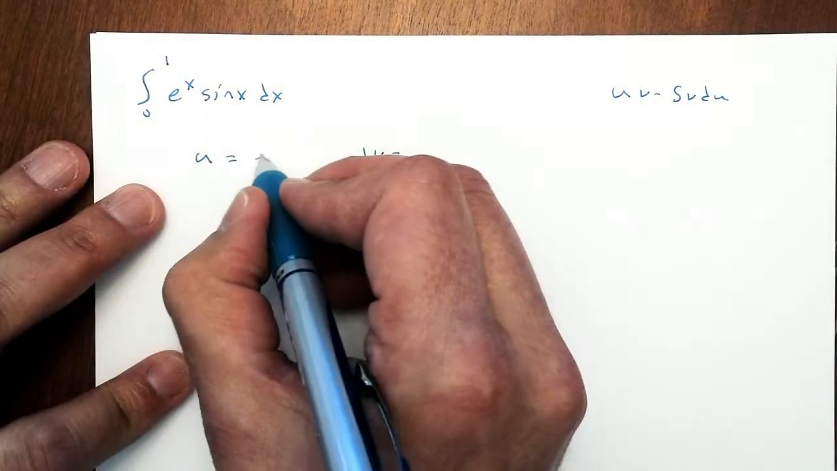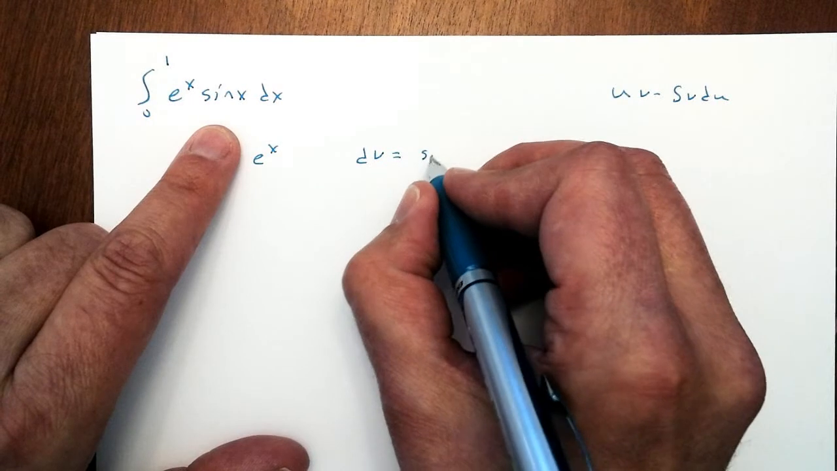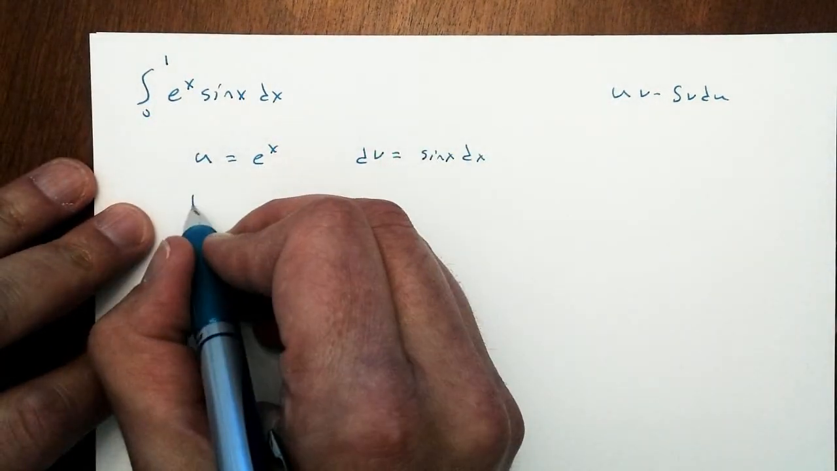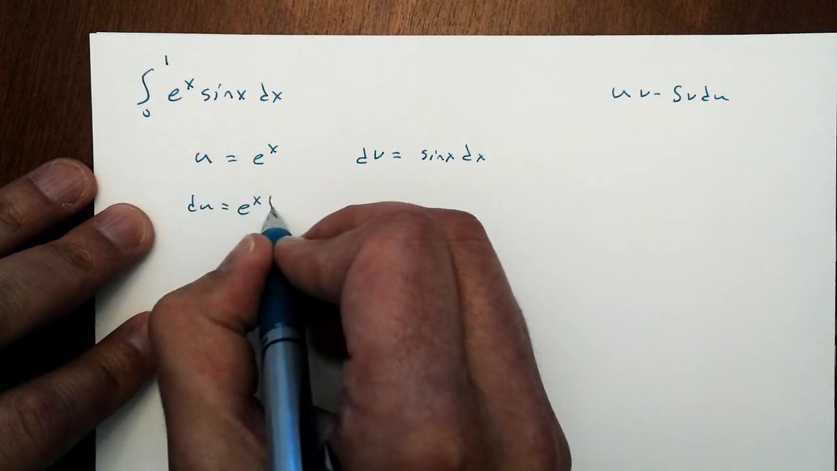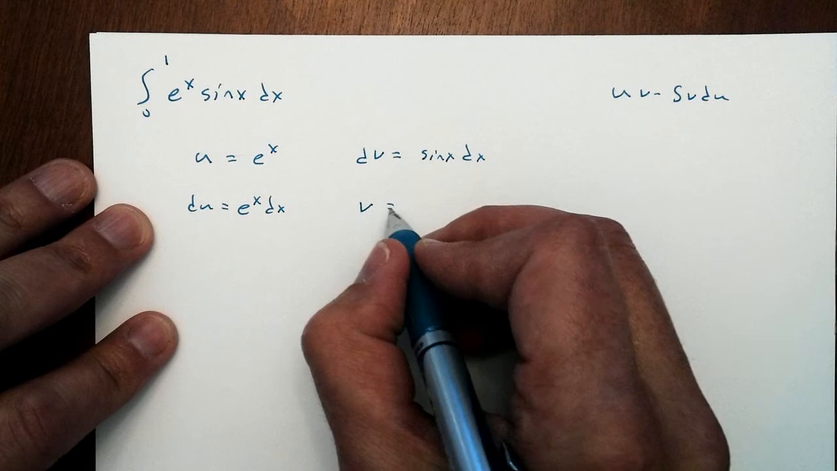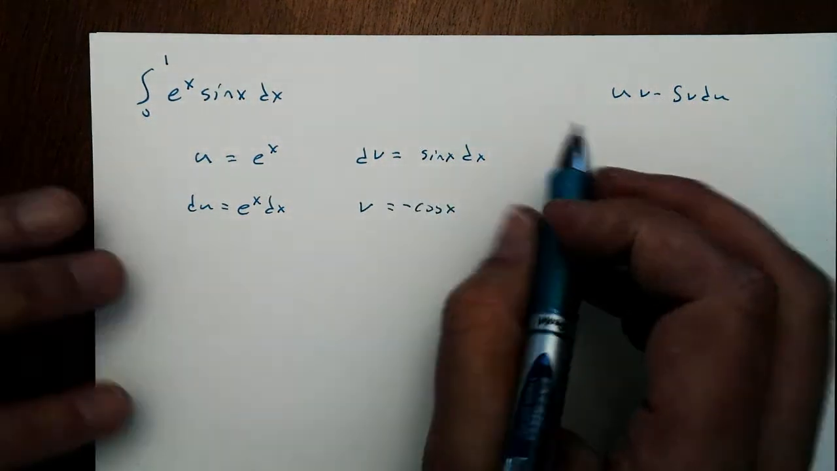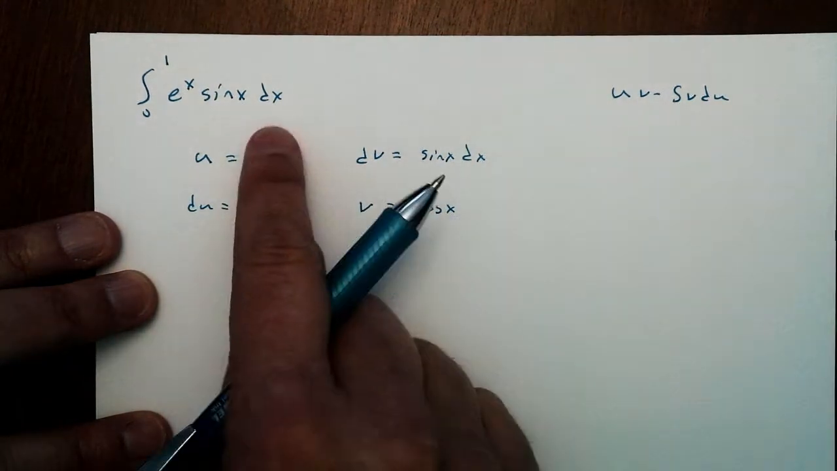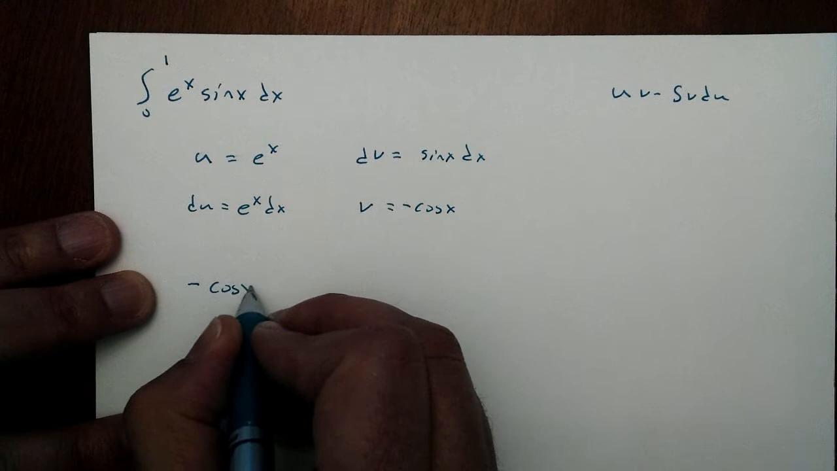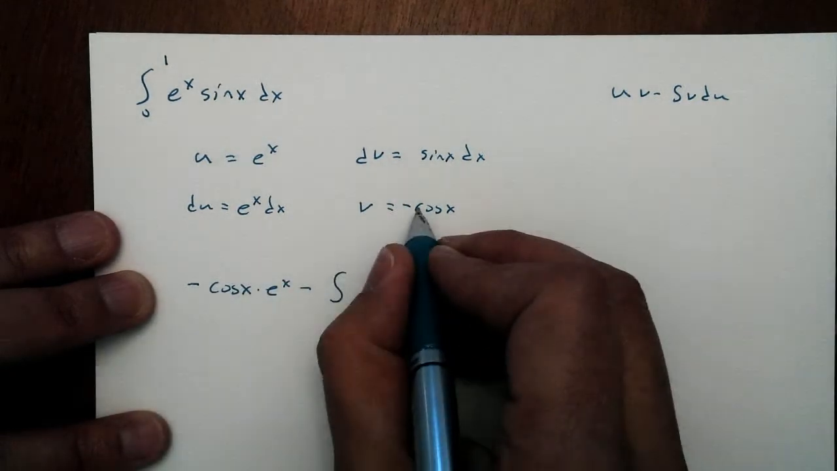So I'm going to let u be my e to the x. Let dv then be the sine of x dx. When you differentiate u, we're just going to get e to the x dx. And the antiderivative of sine of x, be very careful, is negative cosine of x. So I'm going to write this out, uv, so u times v. So this becomes negative cosine of x times e to the x minus the antiderivative of v du.